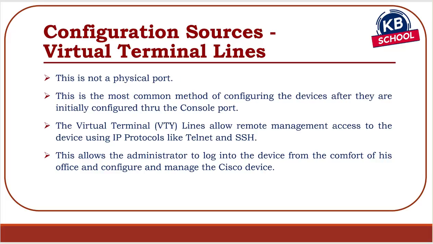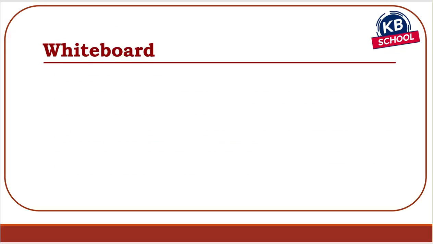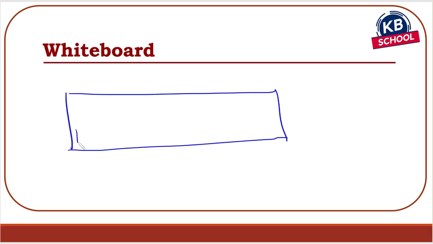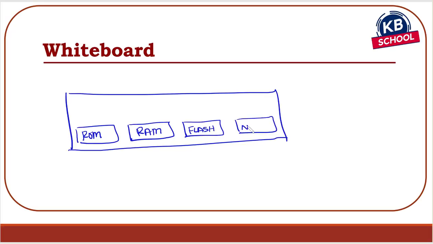So to recap so far what we have done, let's go back to my magical whiteboard. So I have a router over here. I'm going to make it a bigger component. So I talked about ROM that contains your bootstrap program. It also contains a mini IOS. We talked about RAM, the work area. We talked about your flash, the storage area for your IOS. And we talked about NVRAM, the storage area for your configuration file.